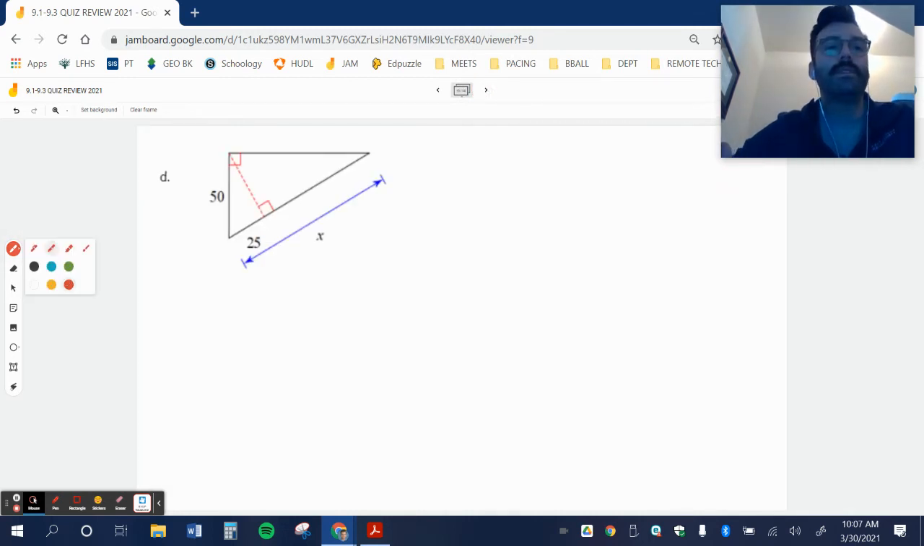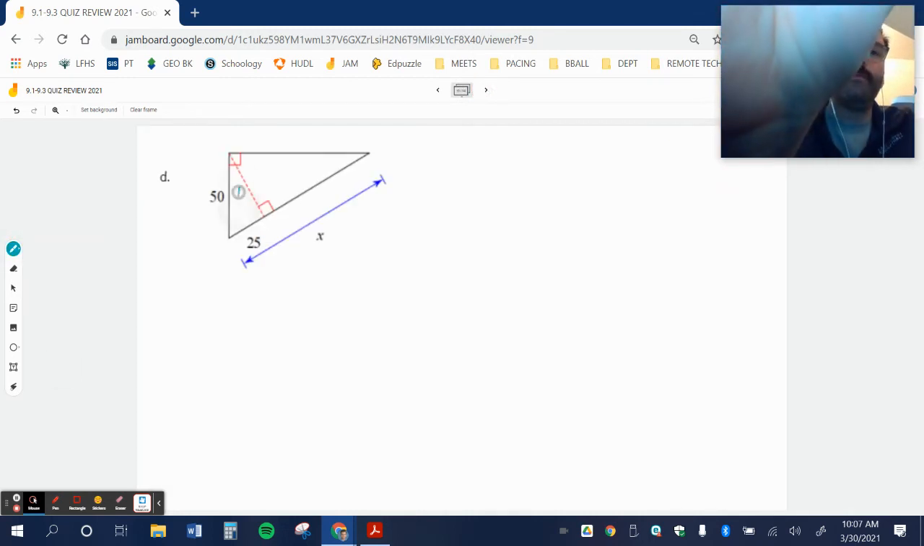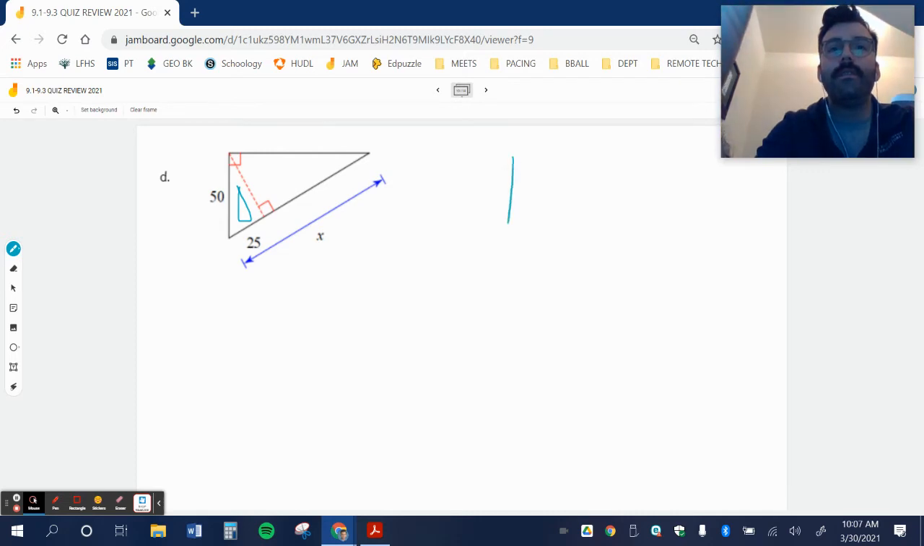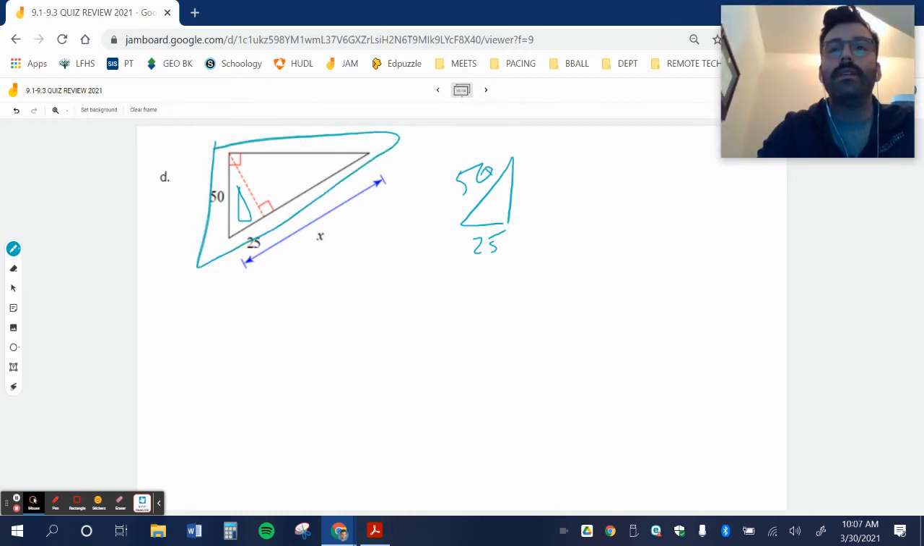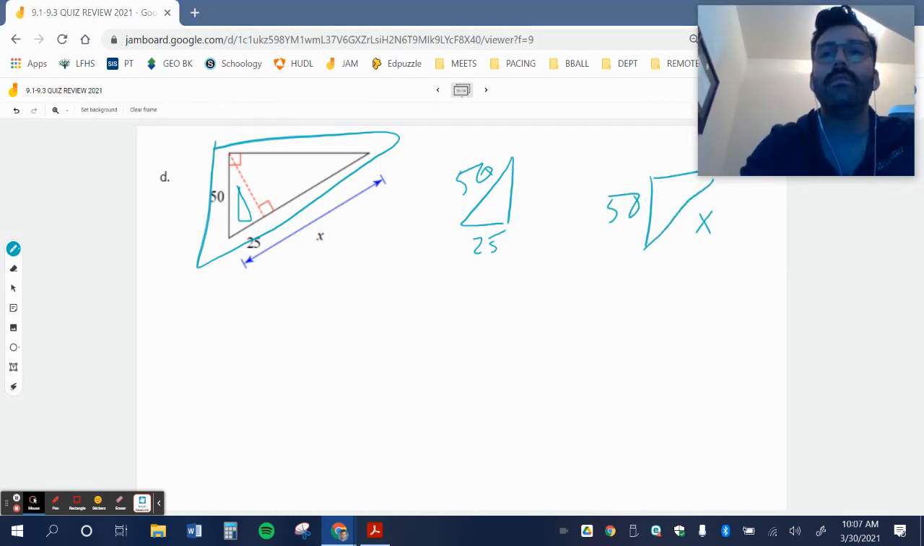For whatever reason, I gave myself a lot of space, so let's keep going. I guess I needed it. So I got my small triangle, the 50 and the 25. And I got the large triangle, 50 and x.